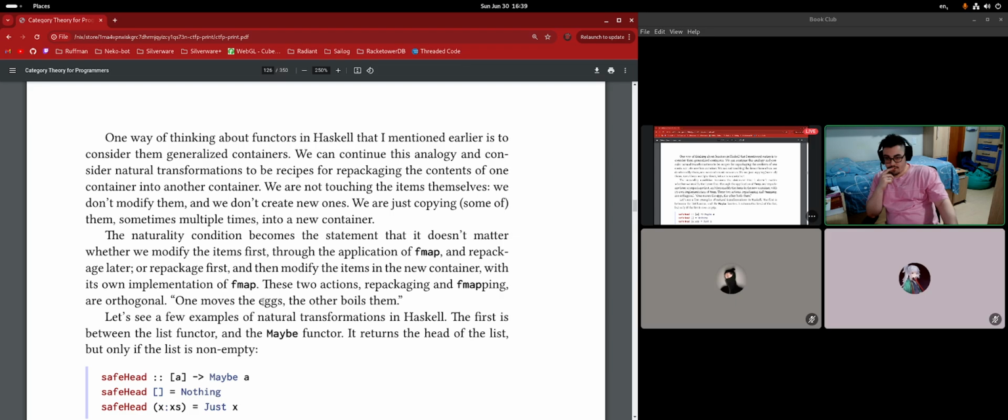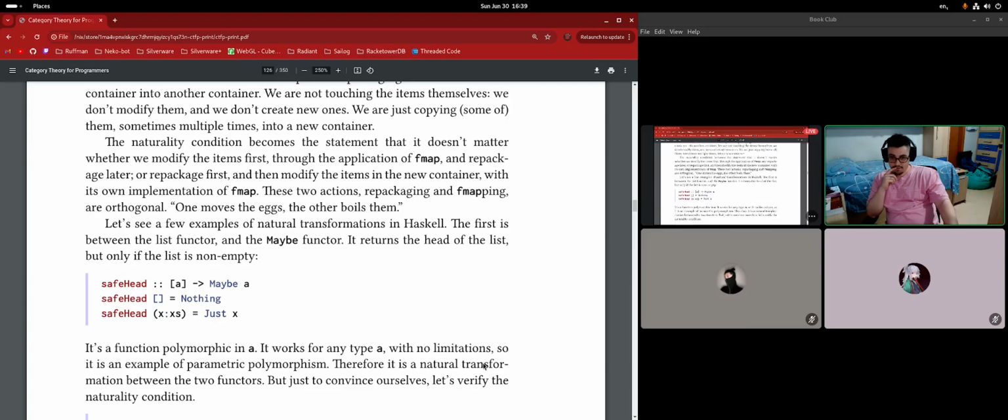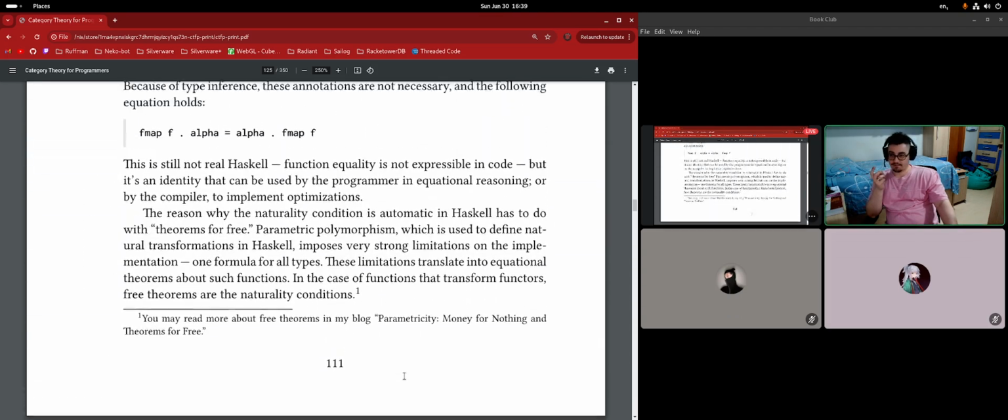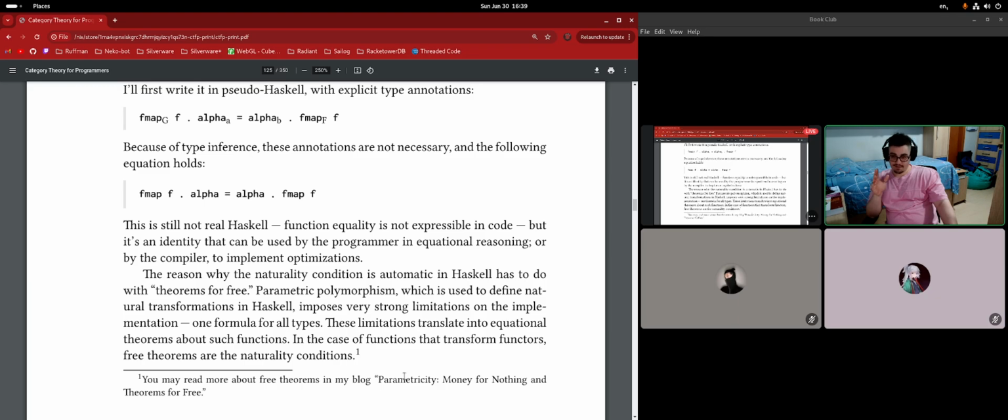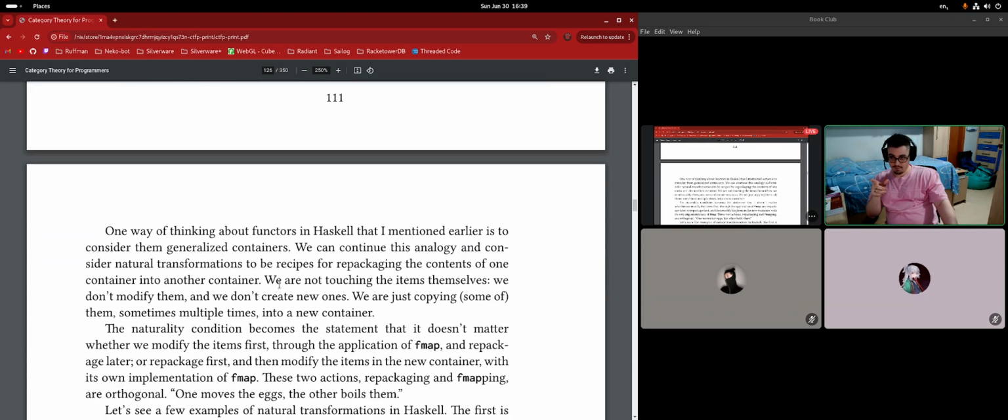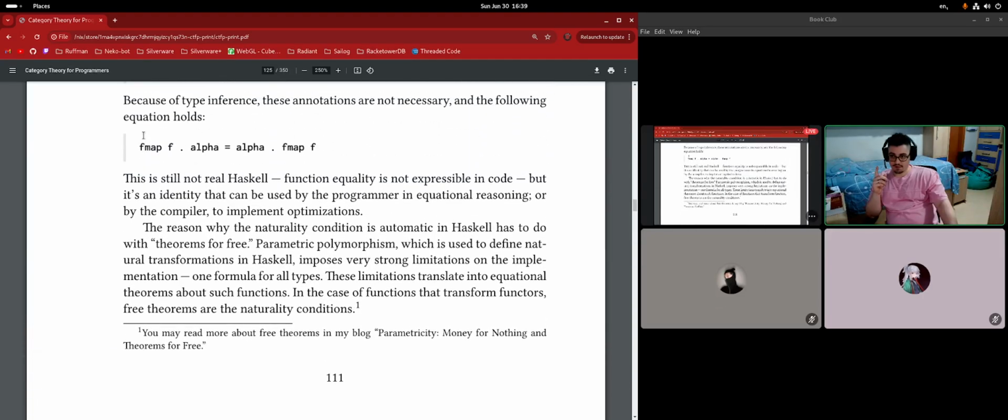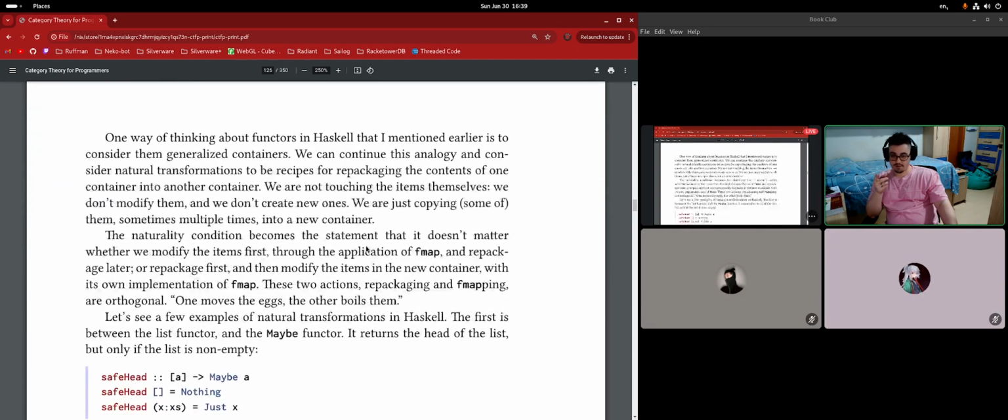So the naturality condition becomes a statement that it doesn't matter whether we modify the items first through the application of fmap and repack them later, or repack first and then modify the items in the new container. So let's actually read that again, but looking at the equational reasoning. I think it's going to be easier.